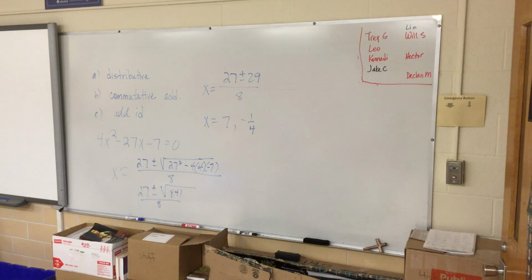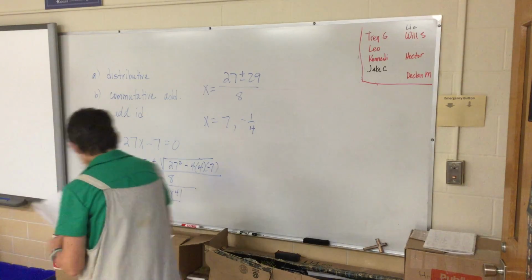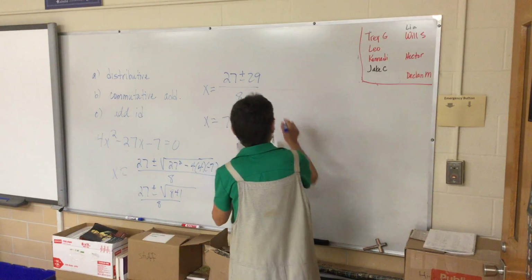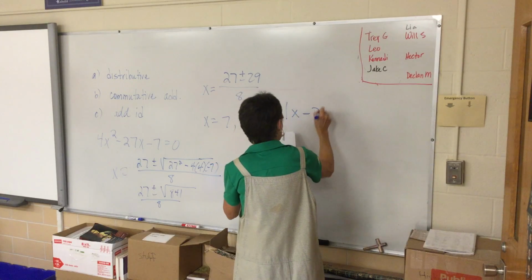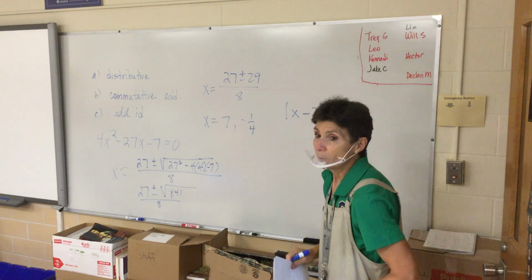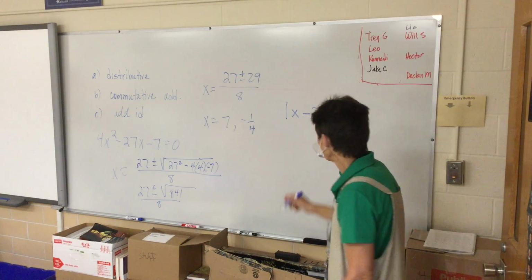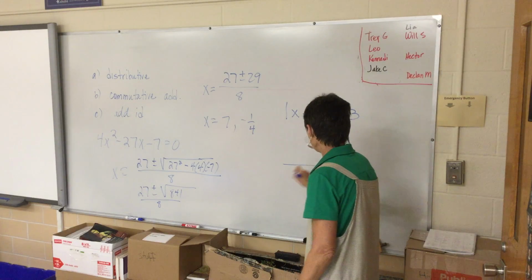Yeah, that's what it looks like. Okay, all right, so now we've got an absolute value. What do we do here? It's different now. First of all, it's an inequality, so we know we're going to need a number line, right?